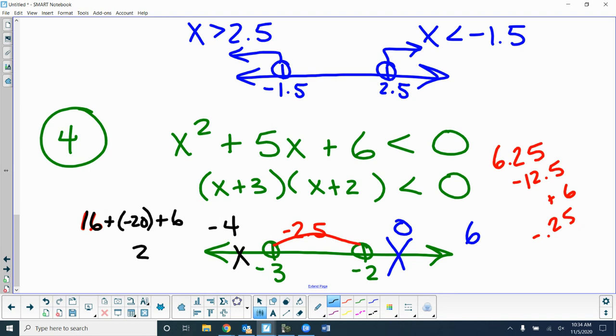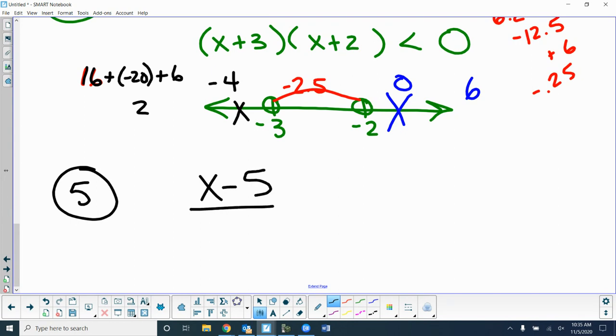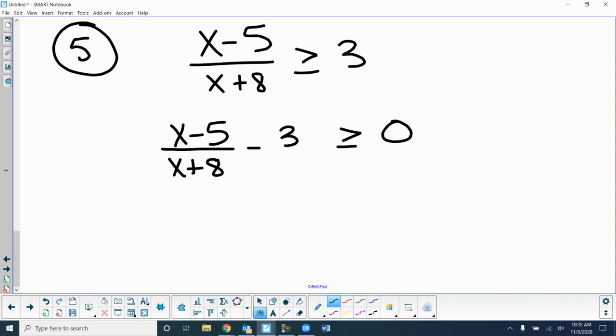All right. Number 5 is like the warm-up. So we got x minus 5 over x plus 8 greater than or equal to 3. So we got to subtract the 3. It's like 3 over 1, so we get 0 over here. Going to multiply the bottom and the top by x plus 8, the common denominator. So I get 3x plus 24 when I distribute the 3.